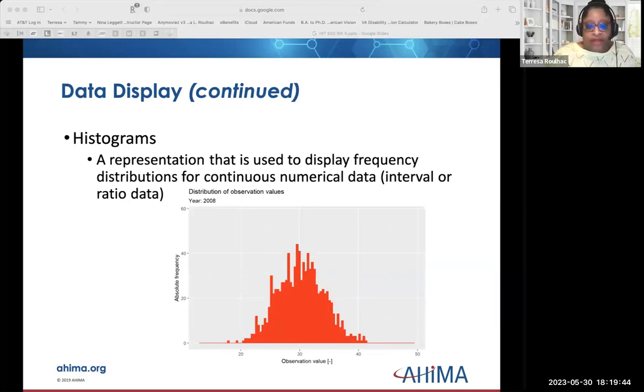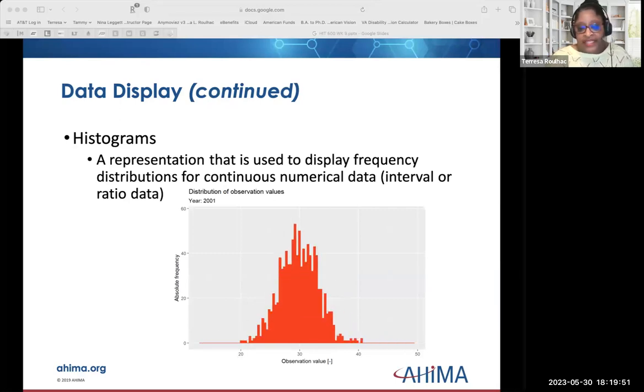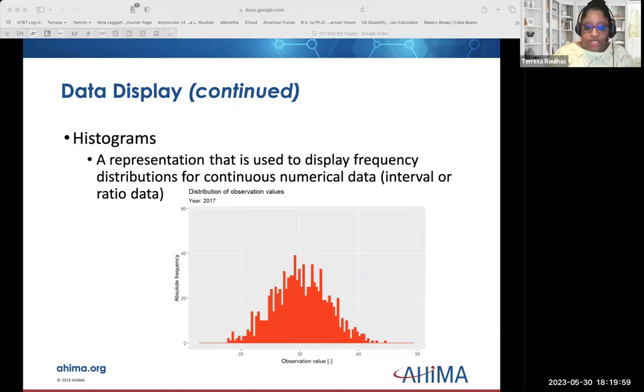Oftentimes, you may see a histogram. Now, the difference between a histogram and a bar graph is that bar graphs display data that fall into categories. Histograms illustrate frequency and the frequency distribution of continuous variables. So that means that histograms are created from frequency tables, kind of putting it in perspective.